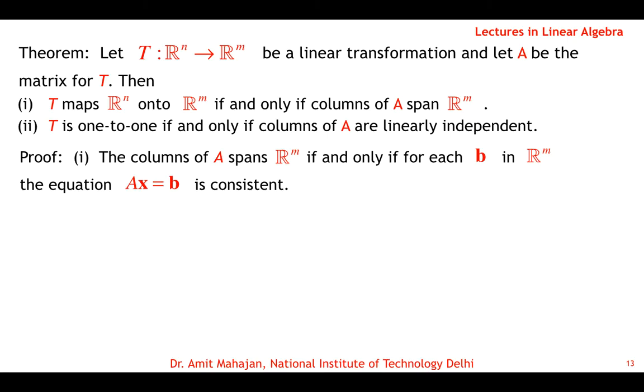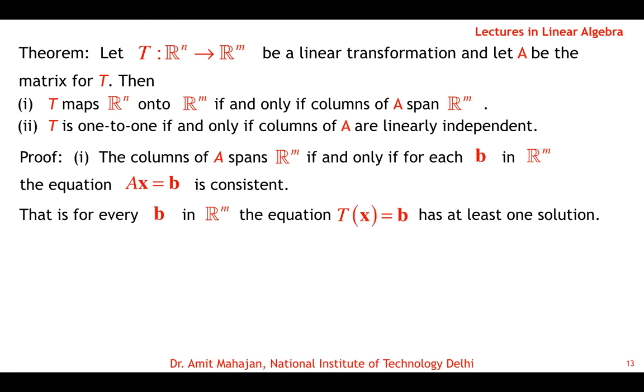So let us prove this. The columns of A span Rm means every vector of Rm can be written as a linear combination of columns of A. So this holds if and only if for every b in Rm the system Ax = b is consistent, that means b can be written as a linear combination of columns of A. And if for every b in Rm the system is consistent, then by definition the mapping is onto, because if it is consistent, it will have at least one solution. So clearly the mapping is onto.